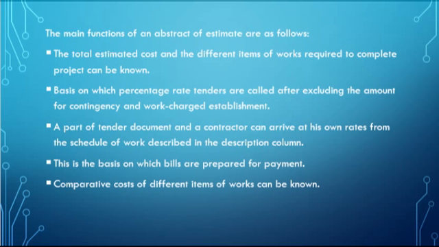So the main functions of the estimate are as follows. Number one, the total estimated cost and the different items of work required to complete the project can be known. It is the basis on which percentage rate tenders are called, after excluding the amount for contingency and work charge establishment, as part of the tender document, and a contractor can arrive at his own rates from the schedule of work described in the description column. This is the basis on which bills are prepared for payment. Comparative cost of the different items of work can be known.